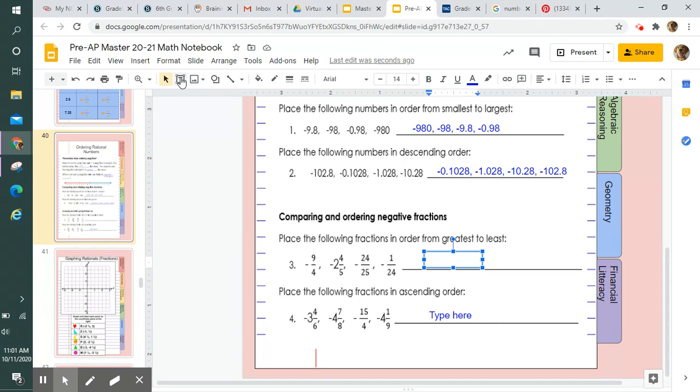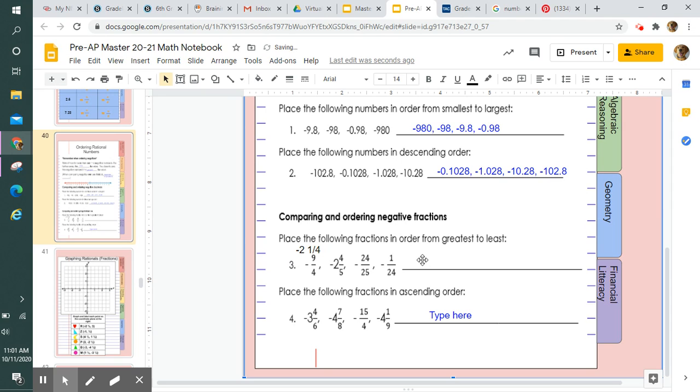9/4, and I'm going to add a text box here to help myself. 4 goes into 9 twice, so it's really -2, and then there's going to be 1 left over out of 4. So it's really -2 and 1/4. I'm going to write that right above it so that I know, and you can add that text box there too to help you. Okay, so -2 and 1/4.